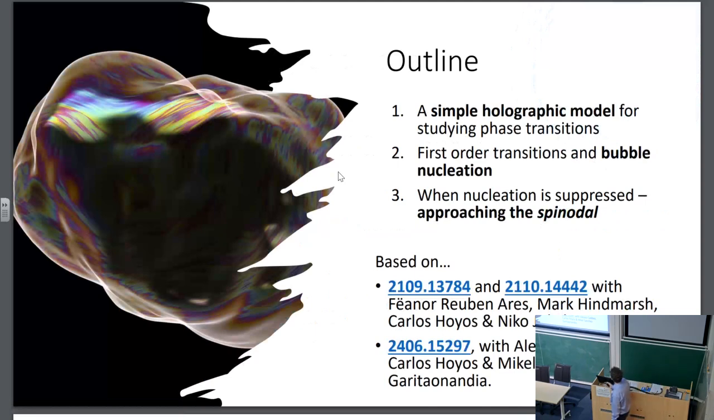So, a brief outline. I'll first quickly introduce a neat, simple holographic model that I'll be using throughout to study phase transitions, sort of a toy model. And then I'll talk a little bit about bubble nucleation and how to do some stuff about that in holography very quickly. And then I'll focus mostly on point 3 here, which is when bubble nucleation is suppressed and you approach what's called the spinodal point. And all this is based on work from a few years ago about bubble nucleation with these very nice people, and more recent work about this spinodal stuff with these very nice people.